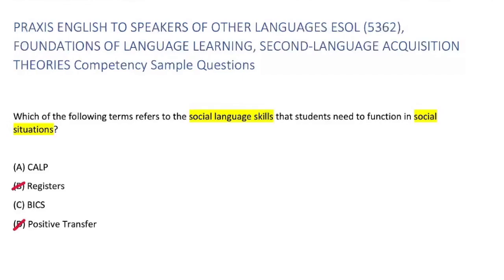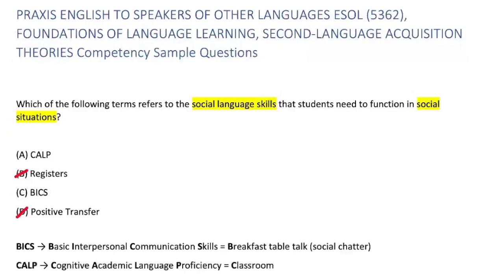We can eliminate registers as an option right away because those are styles of language, not proficiency levels. And we can also eliminate D, positive transfer, since that concerns learner 1 influencing learner 2, and that isn't a skill set either. So that leaves us with option A, CALP, or option C, BICS. Remembering what CALP and BICS stand for will be very helpful for you in this exam. CALP is Cognitive Academic Language Proficiency, and you can remember C for cognitive, A for academic. Those remind you of a classroom.